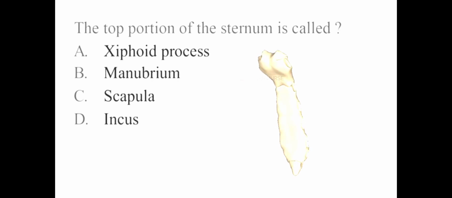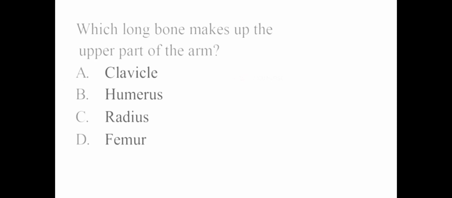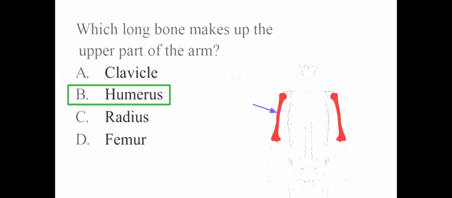The top portion of the sternum is called A. Xiphoid process. B. Manubrium. C. Scapula. D. Incus. And the correct answer is B. Manubrium. The top portion of the sternum is called manubrium. Which long bone makes up the upper part of the arm? A. Clavicle. B. Humerus. C. Radius. D. Femur. And the correct answer is B. Humerus. Humerus is the long bone which makes up the upper part of the arm.